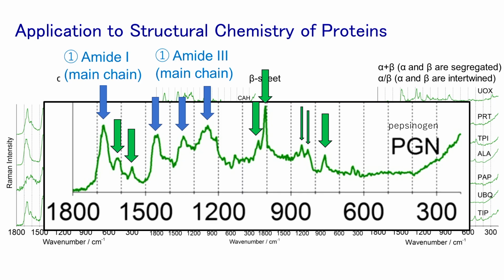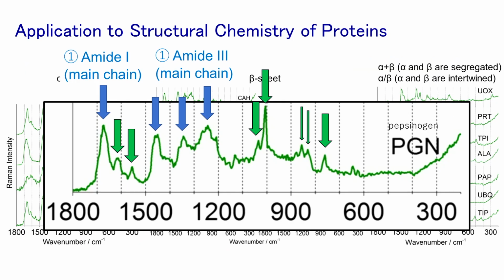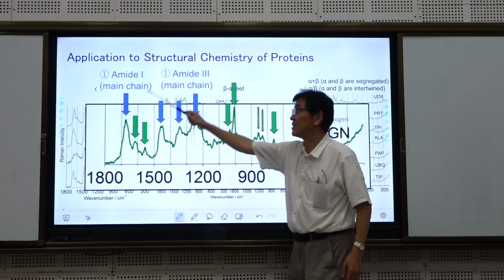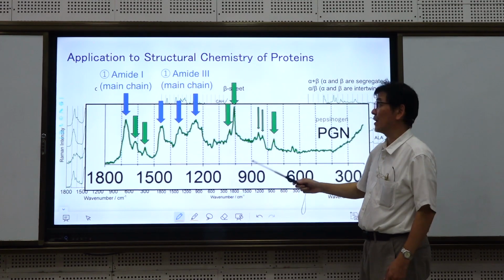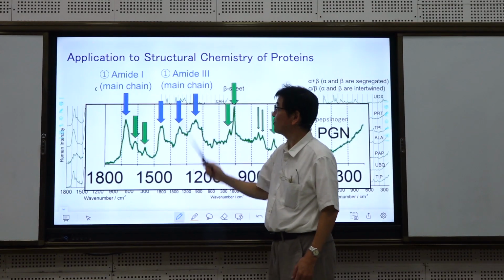So there is an established method to analyze the protein structure from the Raman data. There are several peaks related to main chain structure, indicated by blue. There are several bands related to the main chain structure and side chain structures. I start from some useful bands for the analysis of the main chain.